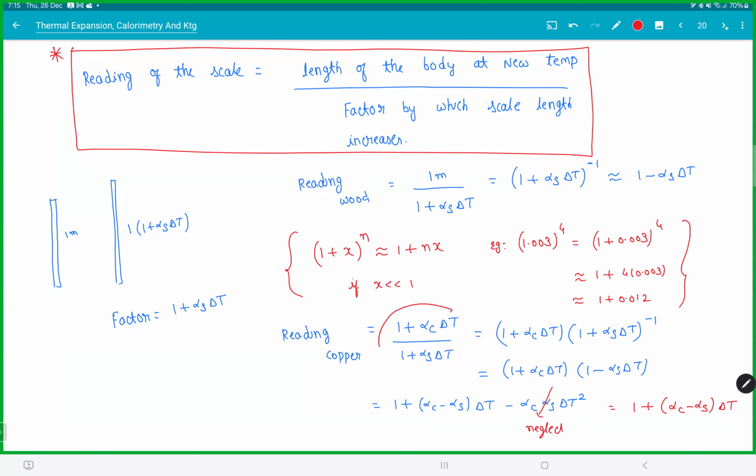Now, if you ask me, this is more accurate, but then again, in exams you may sometimes see options like this. So you get it from binomial approximation. So be careful.